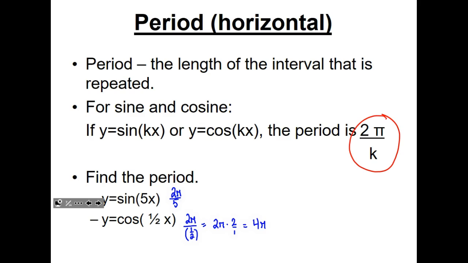And it should kind of make sense: if you have a 1/2, that's an expansion. If you stretch it out, the period's going to be longer. The 5, that's a compression. If you squish it in, then the period's going to be shorter. Okay, questions? All right.